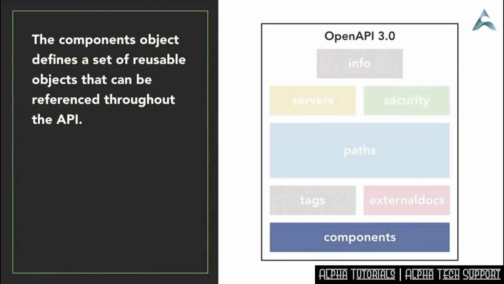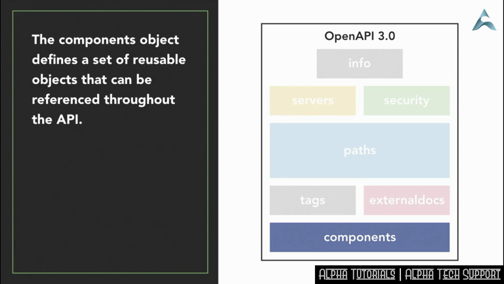Finally, the components object allows you to define common schema objects, parameters, request bodies, and responses that may be used throughout the API. This section creates the ability to reuse components as opposed to repeating the same definitions over and over. Without this reusability, API definitions would be much harder to manage. So that is a glimpse of the OpenAPI specification at the top level.